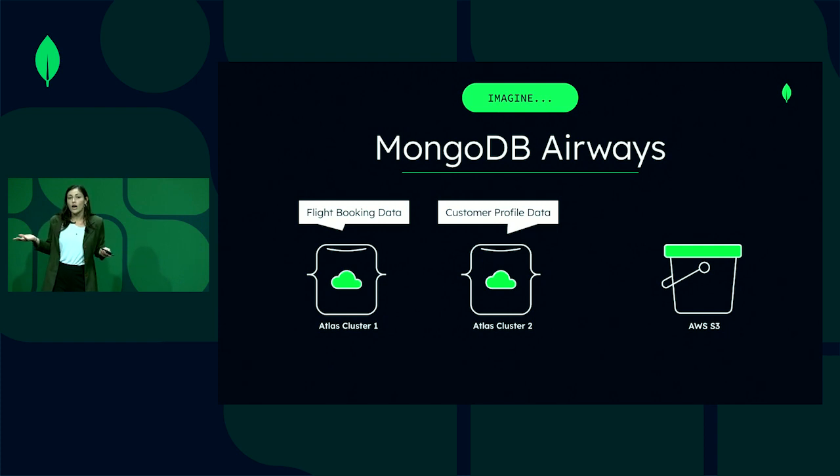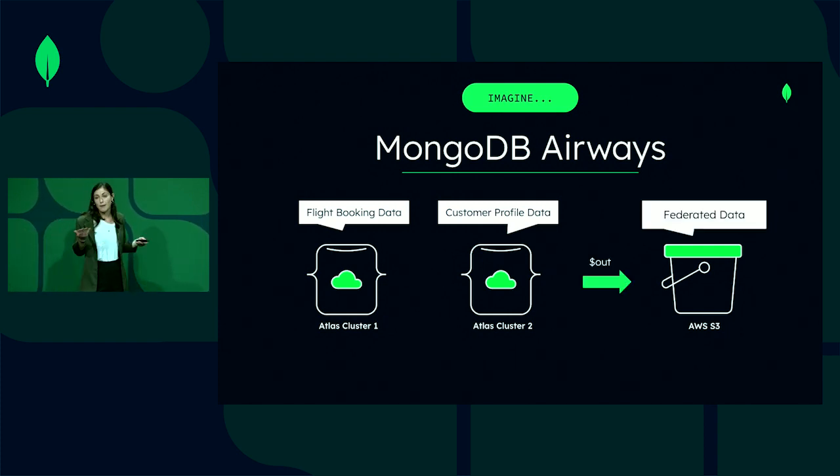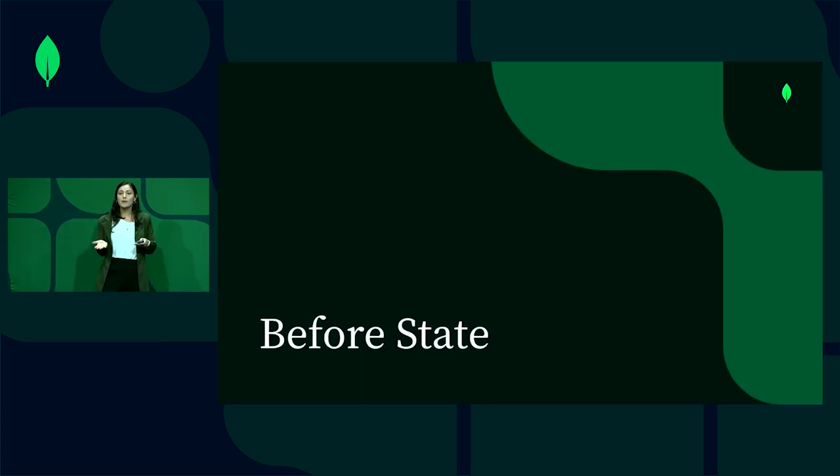And what if I also want to move this data to a centralized location like Amazon S3 so my downstream teams can extract insights from it? Well, this is ultimately where Atlas Data Federation is going to come into play. But before we talk about Atlas Data Federation and how it works, I want to take a step back and discuss the challenges that developers at MongoDB Airways was facing before a solution like Atlas Data Federation existed.